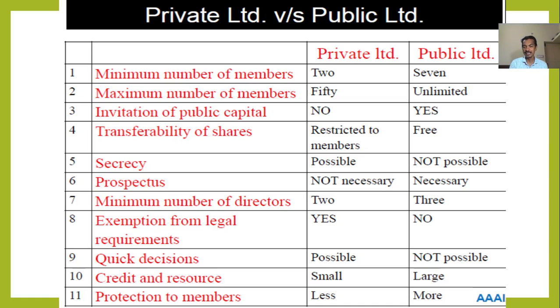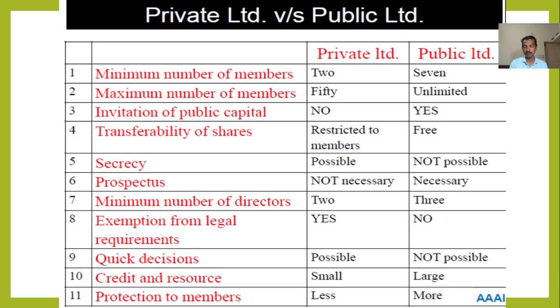And secrecy is possible in private limited company, but it is not possible in the public limited. And prospectus, it is not necessary, and it is necessary in case of public limited. While issuing the shares, the company should prepare the prospectus, mention everything in the prospectus, raise the fund, and get the investor to invest. Minimum number of directors. In case of private limited, there may be 2. In case of public limited, there may be 3 directors.